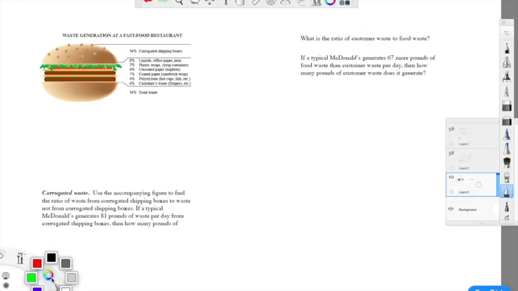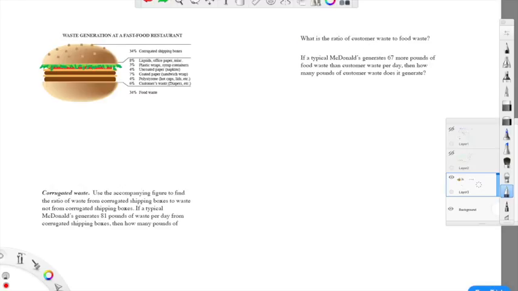Last example, let's look at some fast food waste problems here. So you've got a little bit of a chart over on the left side and the top. What's the ratio of customer waste to food waste? Whoops, 34 is food waste. Customer waste, look in the middle there, down at the bottom. Customer waste, diapers, etc. is 6%.